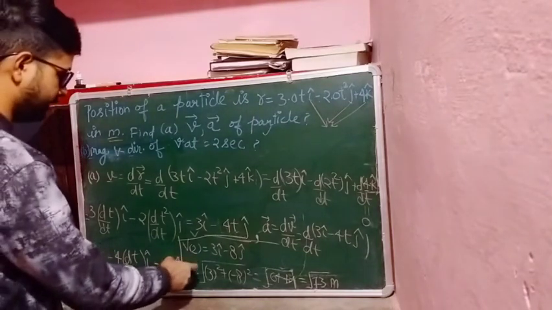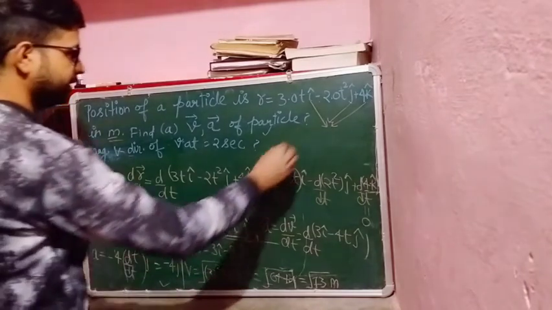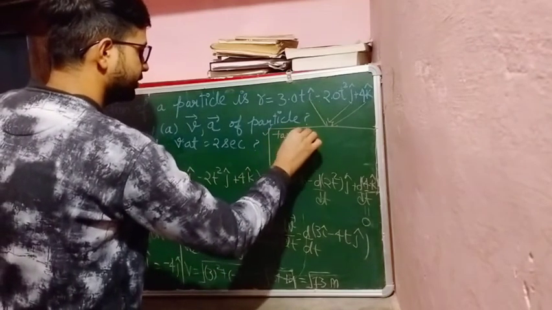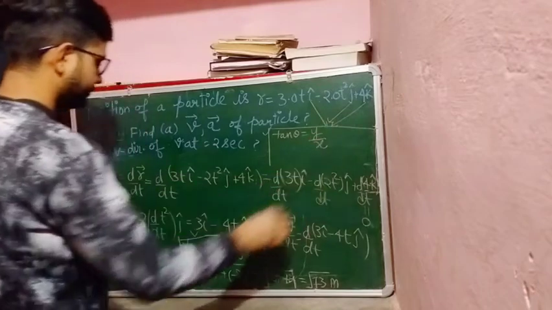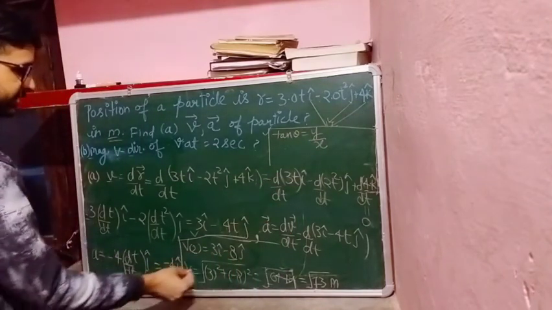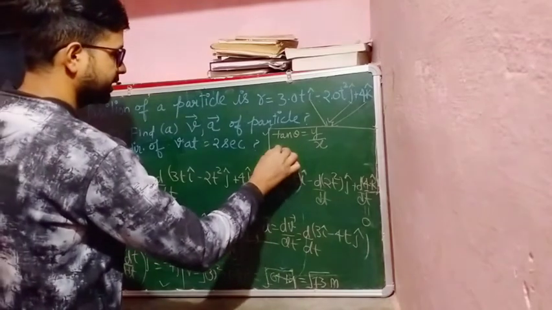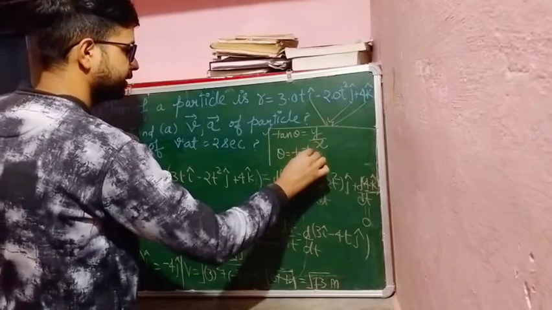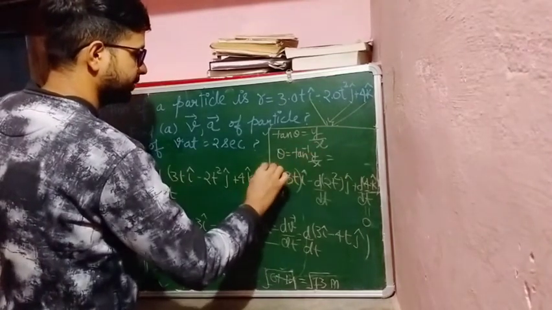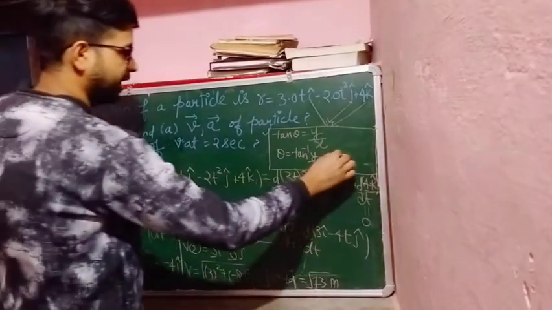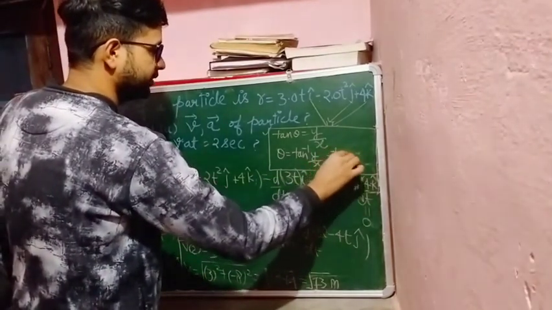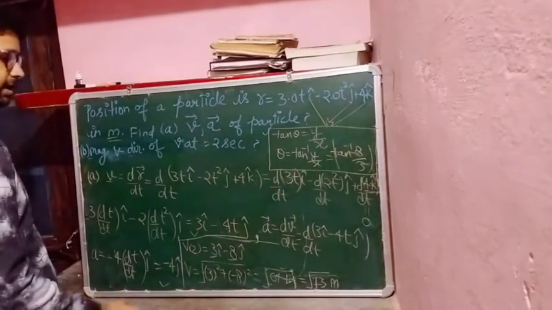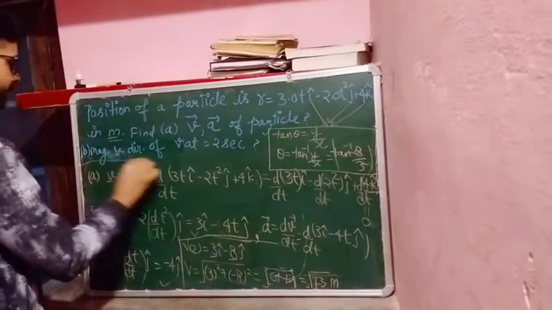If you are about to write its direction, the direction is given by tan theta equals y by x. The y component is minus 8 and x is 3, so theta equals tan inverse of y by x, which becomes minus tan inverse of 8 by 3. This represents the direction, and this represents the magnitude of the velocity at 2 seconds.